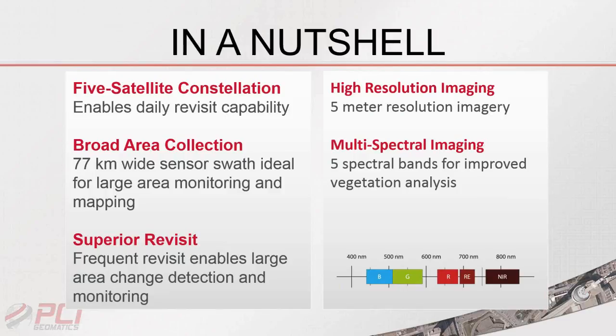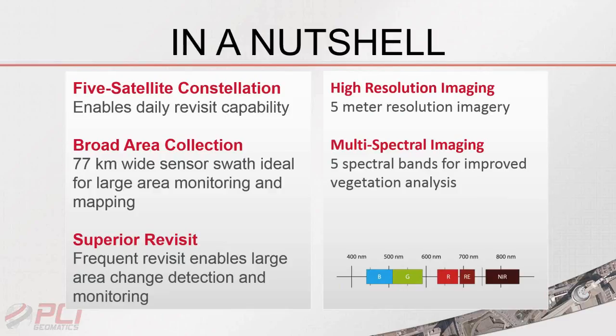The swath width of our imagery is 77 kilometers wide, and it's ideal for large area mapping, monitoring, and especially agriculture. The revisit rate enables us to perform great change detection services and monitoring. The resolution is 5 meters. At the native level, the level 1B basic format, it's 6.5 meters, but the orthorectified imagery is at 5 meters.